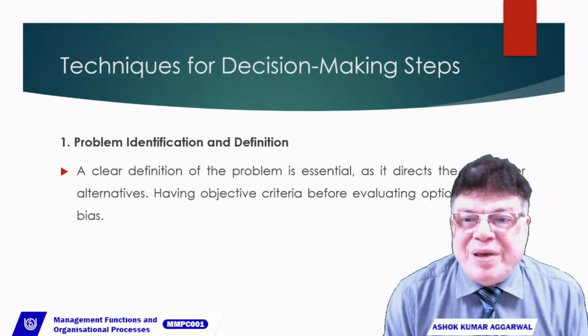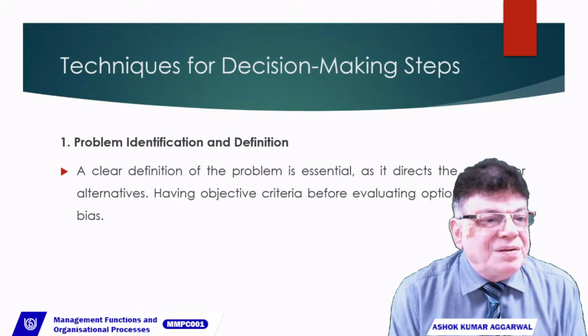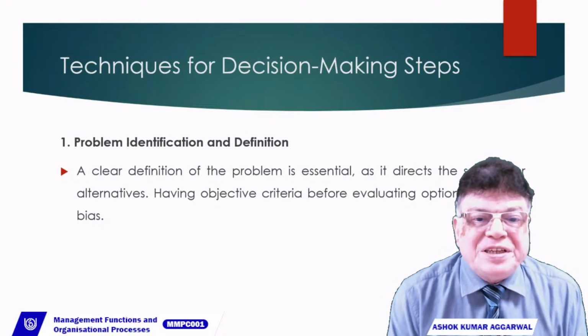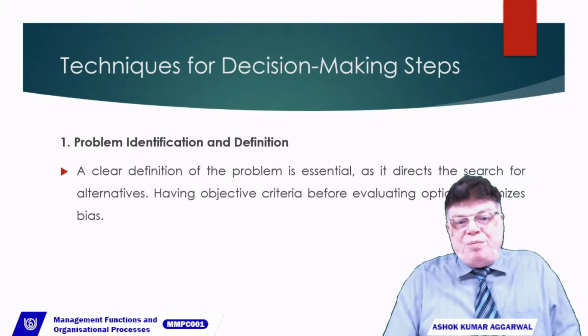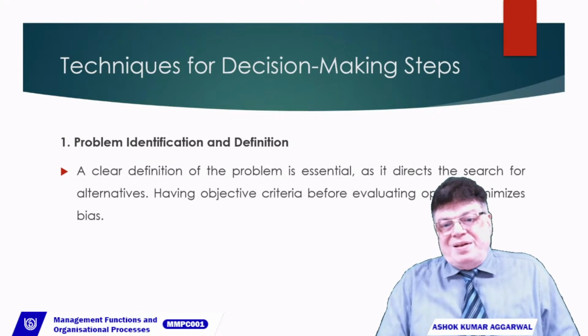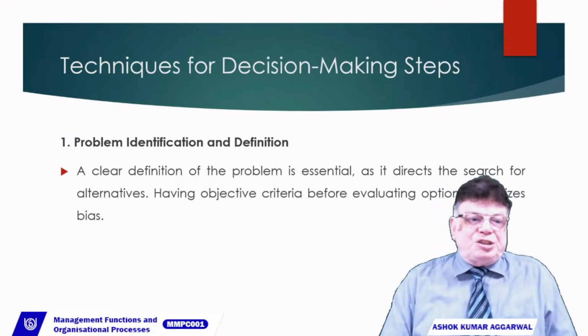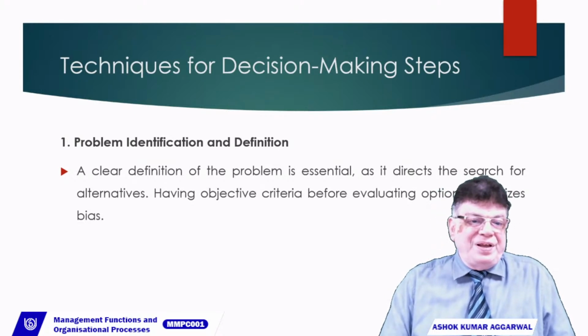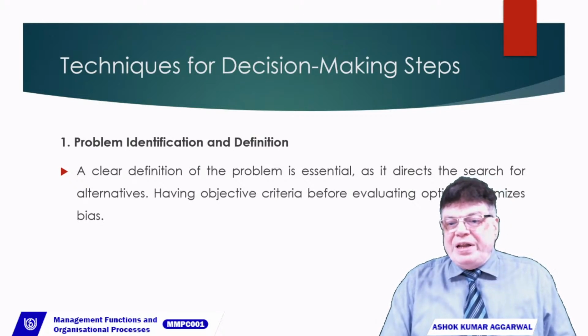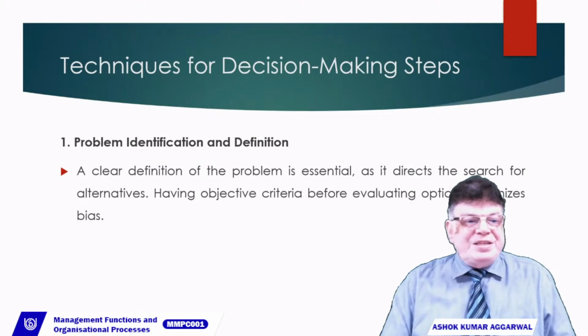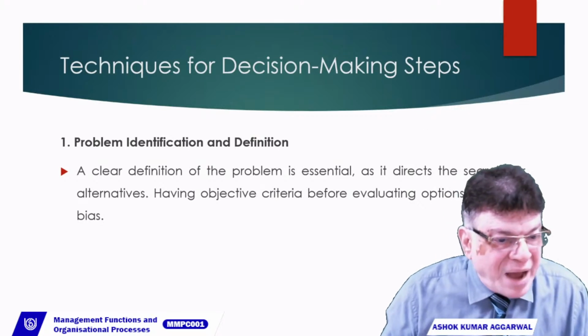Techniques for decision making steps are: number one is problem identification and definition. A clear definition of the problem is essential as it directs the search for alternatives. Having objective criteria before evaluating options minimizes bias.